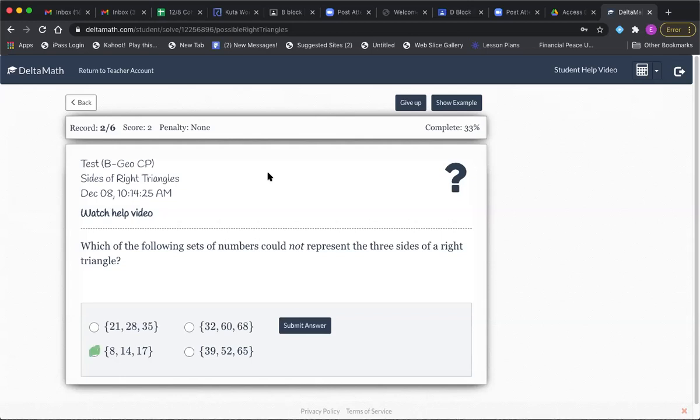How did I know? I knew because there's another Pythagorean triple that's 8, is it 8, 15, 17? I think that's it. I think it's 8, 15, 17. Yeah. So I knew that if 8, 15, 17 is a right triangle, then 8, 14, 17 can't be.